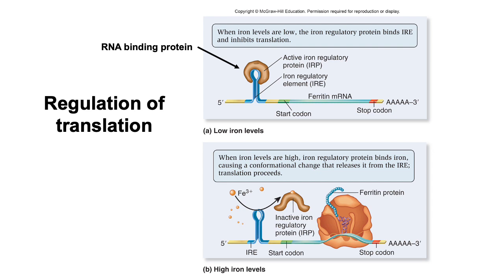When we talked about transcription control, we talked about a bunch of proteins that bind to the gene and don't allow transcription to occur. Well, this is an example of a protein that binds to the messenger RNA and doesn't allow translation to occur. So an RNA binding protein. This is just another example, similar to the one on the previous slide: proteins that bind to messenger RNA and prevent it from being translated.